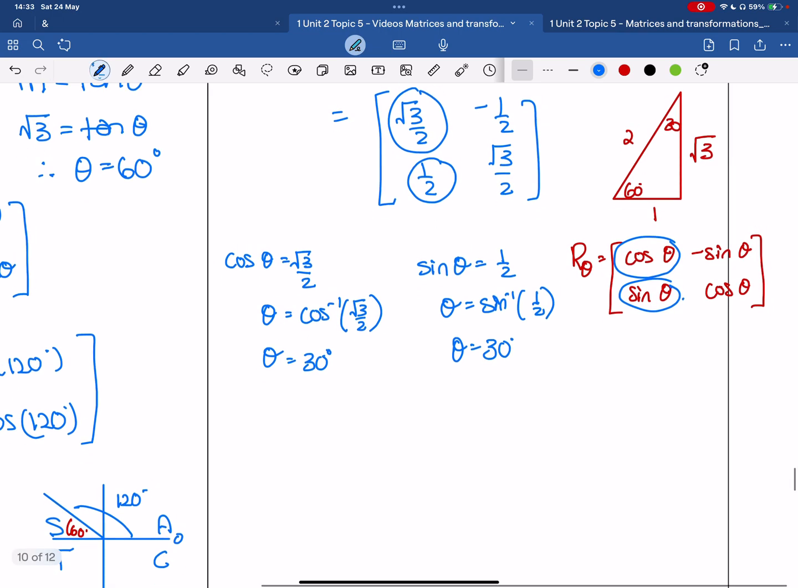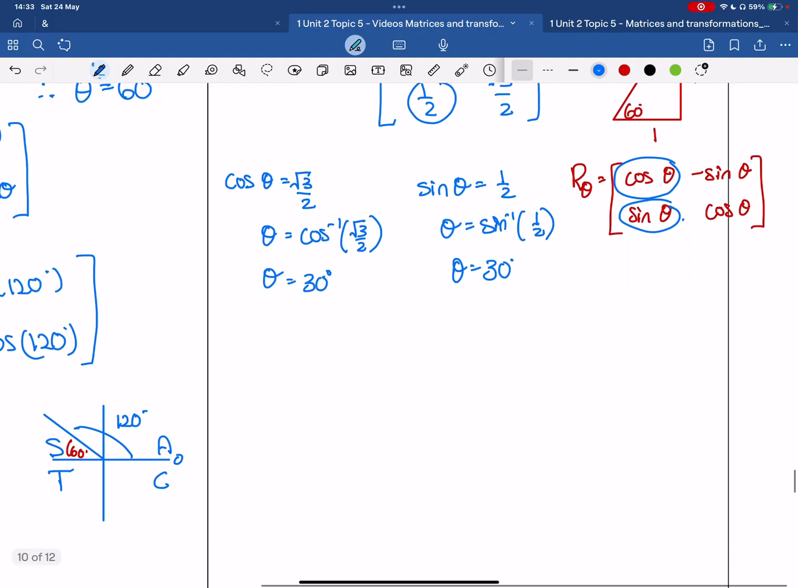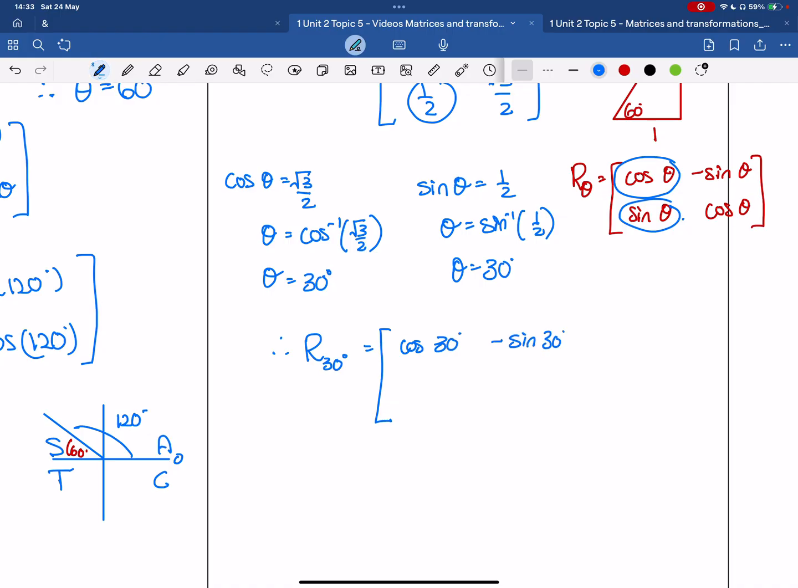Okay, and similarly with the others, I've got a negative sin theta. Well, that gives me negative a half. I've already shown that sin theta gives me a theta of 30 degrees. So therefore, a rotation of 30 degrees about the origin would be cos 30, negative sin 30, sin 30, cos 30, which is what we have. And we've shown that above.